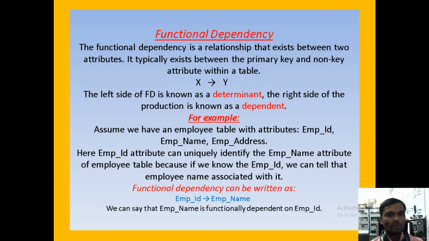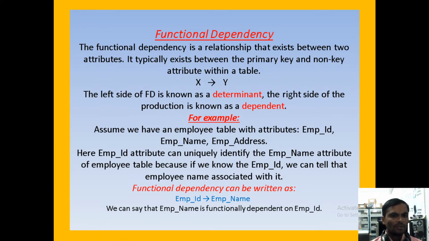If you want to talk about functional dependency, X functionally determines Y. X is an attribute, and between the X and Y attributes a relationship exists. When the relationship exists, we call it a functional dependency. The left side of the FD we call the determinant, and the right side we call the dependent. This X attribute is the determinant, and the Y attribute is the dependent.